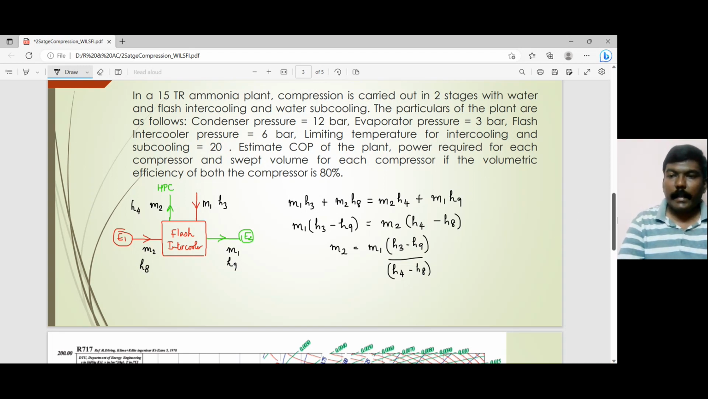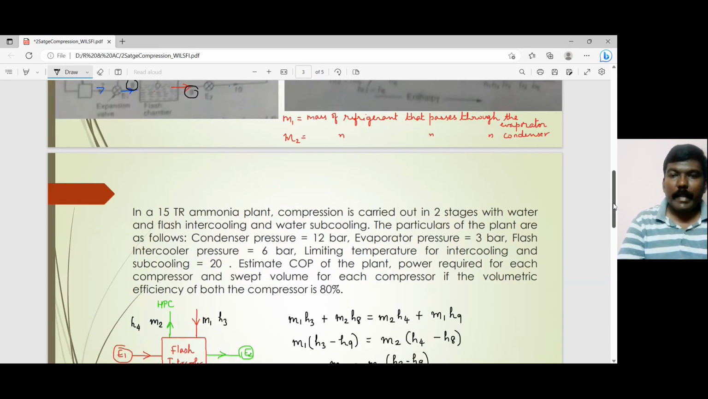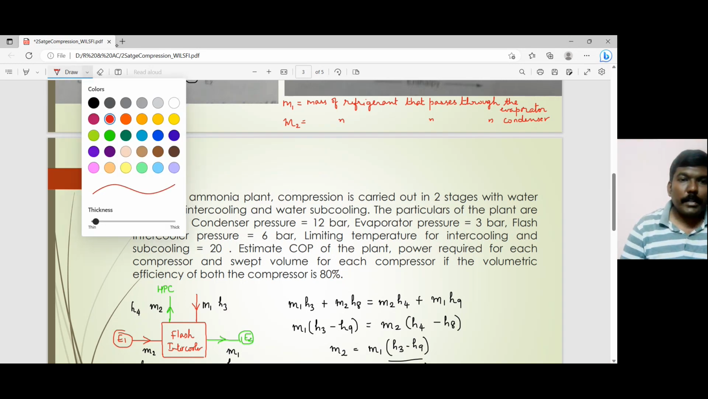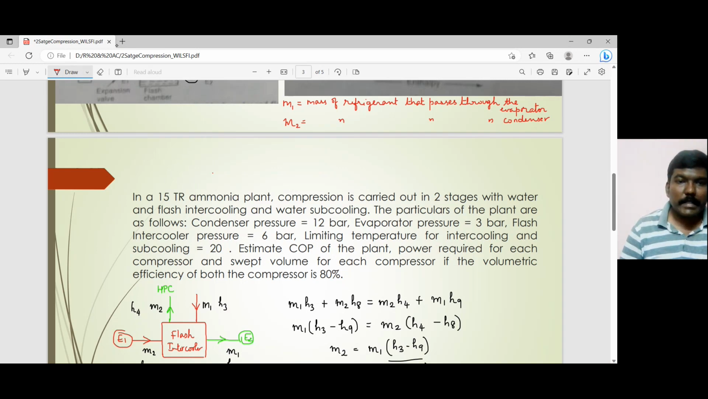Okay, so now let's look at the problem and see a sample example, and let's see how we are able to solve this. Okay, so now in this particular problem, they have said in a 15-ton of refrigeration ammonia plant, compression is carried out in two stages with water and flash intercooling and water subcooling. The particulars of the plant are as follows. Condenser pressure is given as 12 bar, evaporator pressure is 3, flash intercooler pressure is 6. The limiting pressure, now they have said it is 20 degrees centigrade. Okay. Estimate COP of the plant, power required for each compressor, and swept volume for each compressor if the volumetric efficiency of the compressor is 80%.